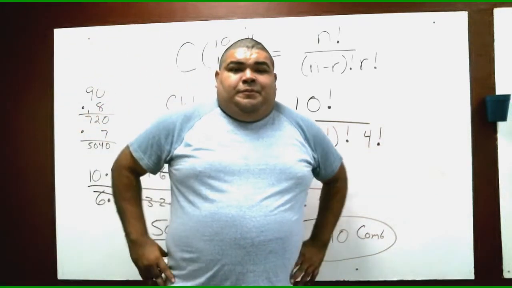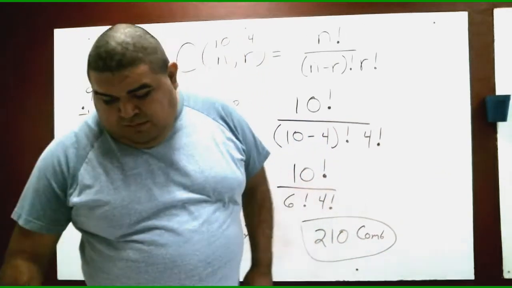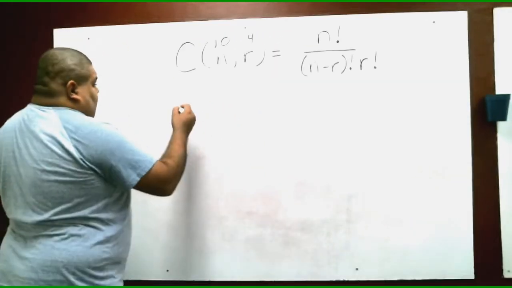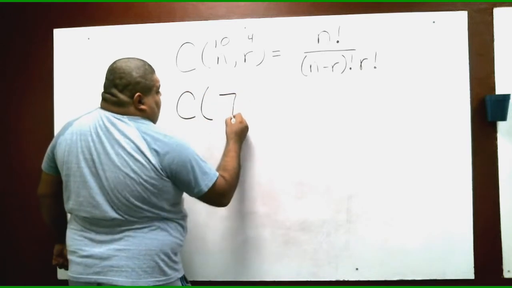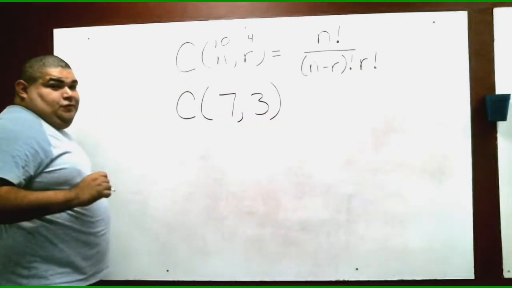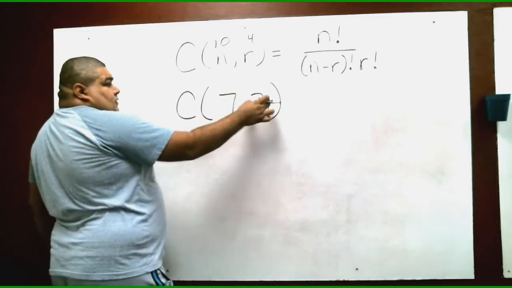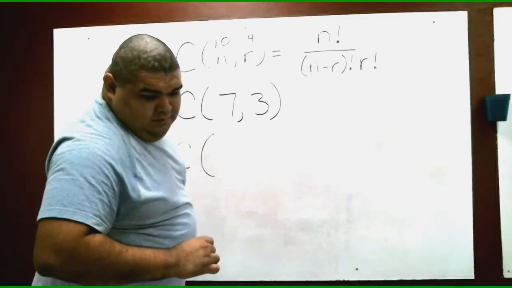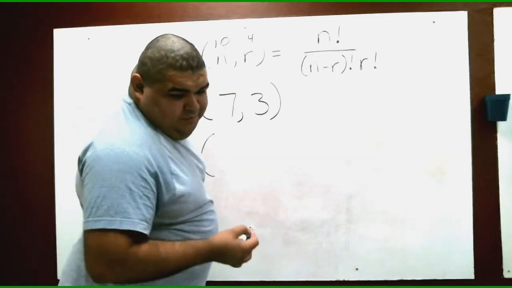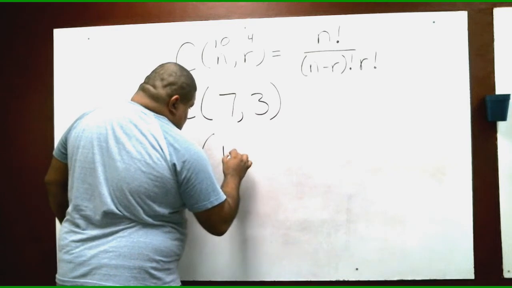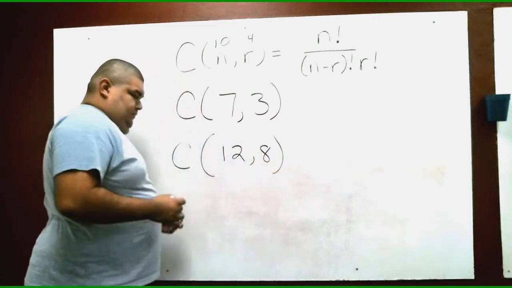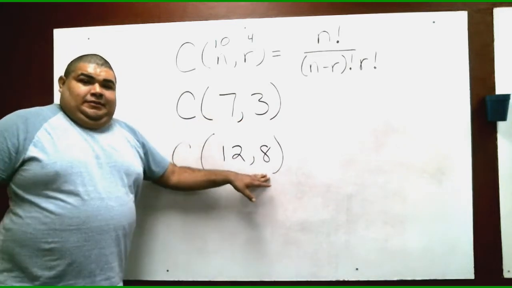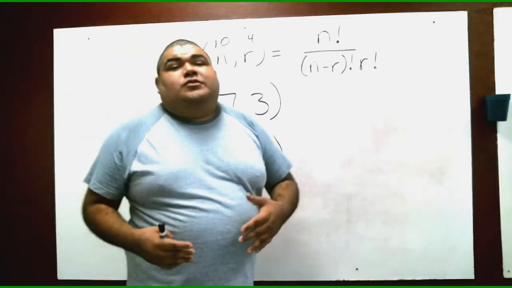So, here's your assignment. Alright guys, the assignment for today is C of 7, 3. That's your first problem. Remember, what I have to do is R, N, and R. Your second problem is C of 12 and 8. I don't want to make too big numbers. Those are your two examples: 7, comma 3 and 12, comma 8. Again, make sure you send me your answers as soon as you're done watching the video.